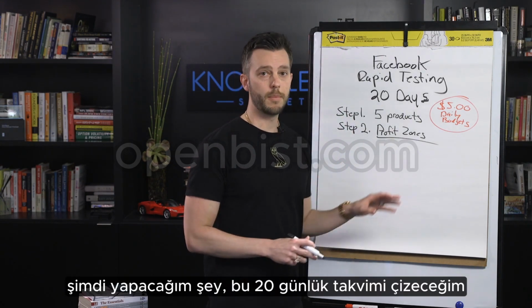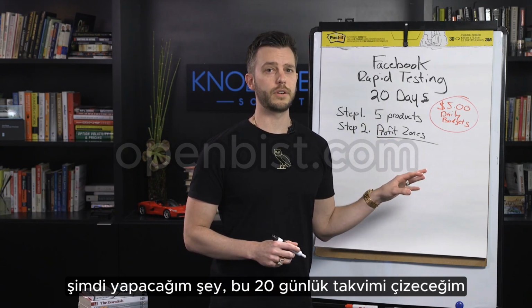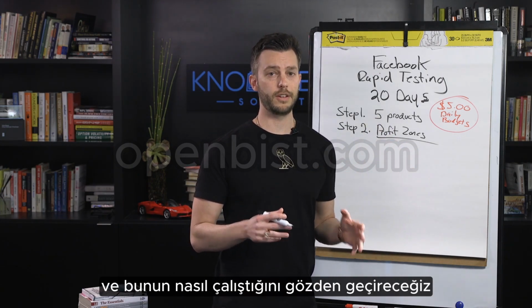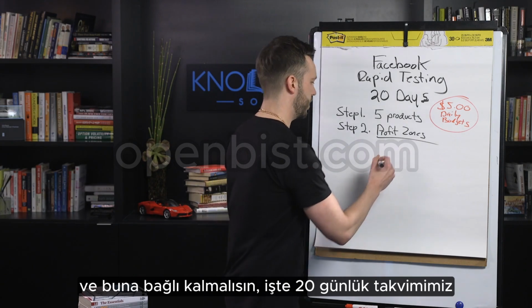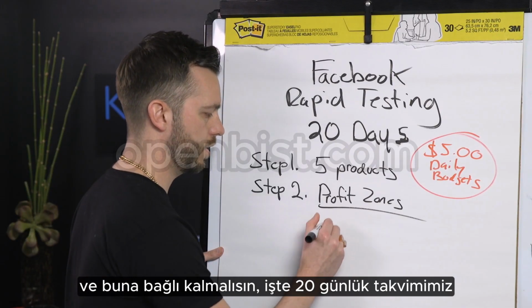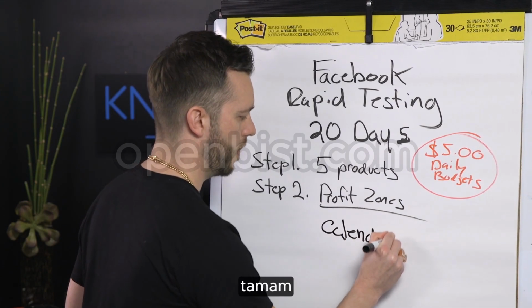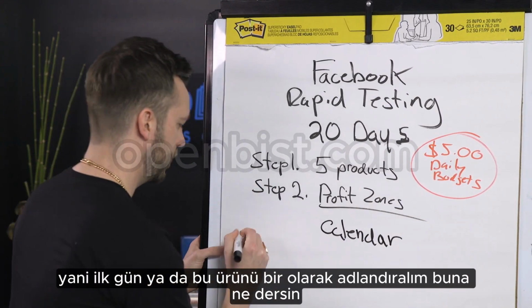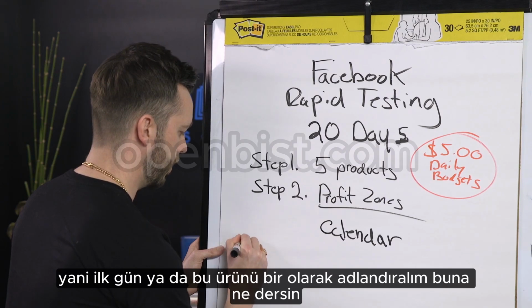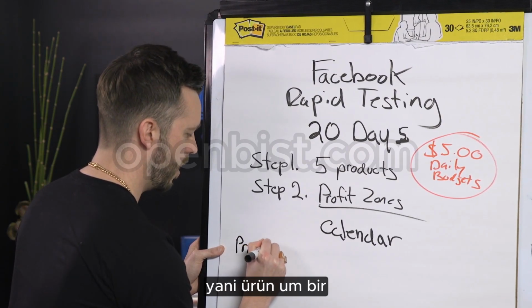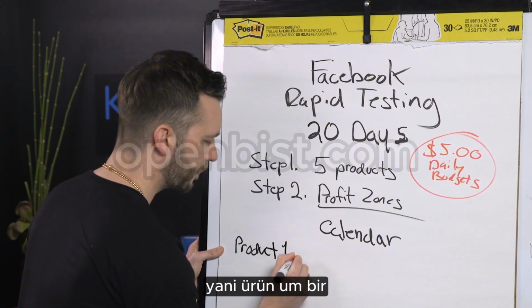So what I'm going to do now is I'm going to just draw out this 20-day calendar, and we're going to go over how this works, okay? And you've got to stick with it. So here is our 20-day calendar. All right, so on day 1, or let's just call this product 1. How about that? So product 1.